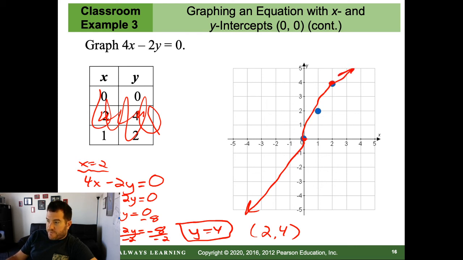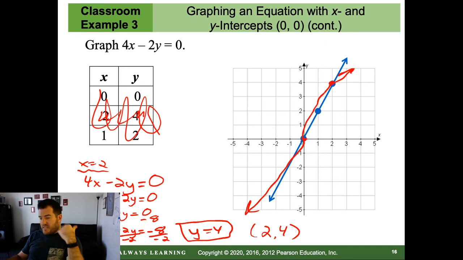So if you set x equal to 0 and solve for y, and you set y equal to 0 and solve for x, and you get the point 0, 0 for both, or if you get the same point, I think 0, 0 is the only time you can get that, then you have to be thinking about picking another point. And like I said, you can really pick any of these.